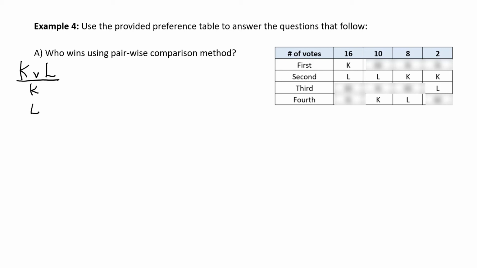On the first ballot, K wins with 16. On the second ballot, L wins with 10.